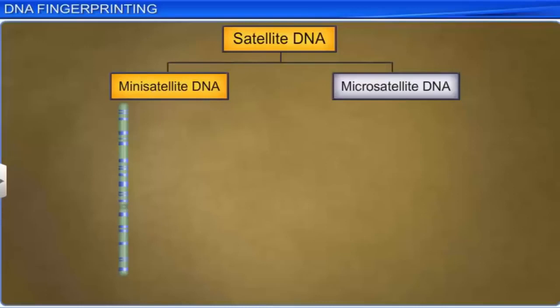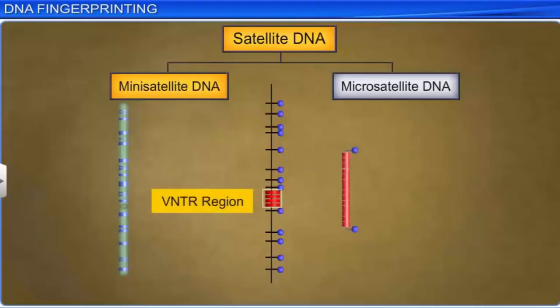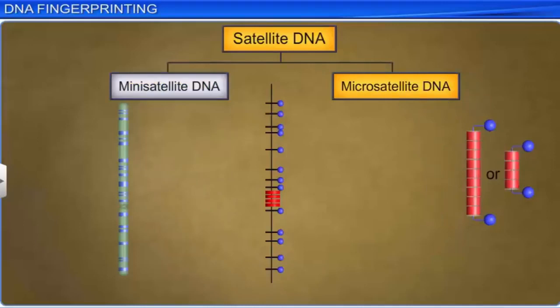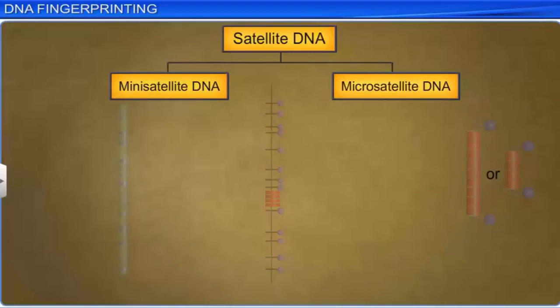Mini-satellite is a section of DNA which has a variable number of tandem repeats, or VNTR. It has sequences of 15 to 100 base pairs repeated hundreds or thousands of times. On the other hand, microsatellite is a section of DNA which has tandem repeats of shorter sequences of 2 to 10 base pairs. Both mini-satellite and microsatellite DNA act as molecular markers in the DNA fingerprinting technique.